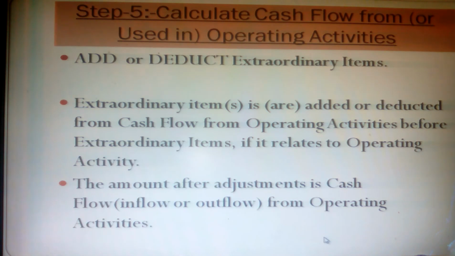Then finally, step 5, calculate cash flow from or used in operating activities. So you want to add or deduct extraordinary items. Extraordinary items are added or deducted from cash flow from operating activities before extraordinary items, if related to operating activity. Okay. The amount after adjustment is finally what we call cash flow, which may be an inflow or outflow, from operating activities.